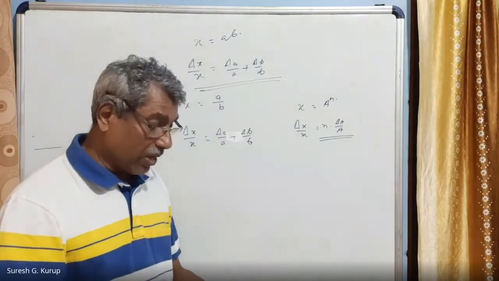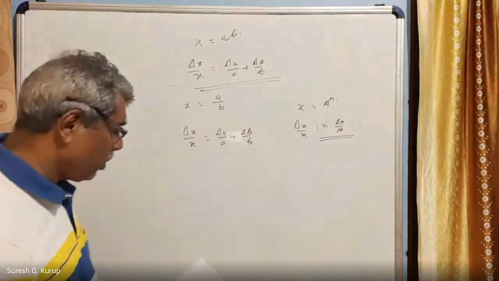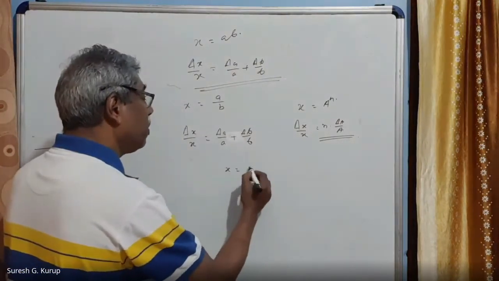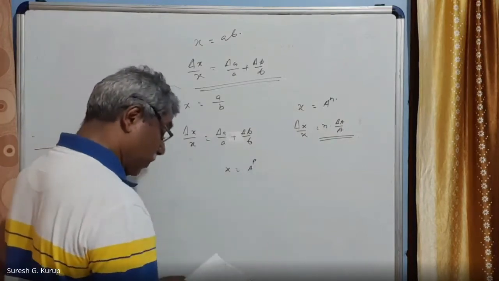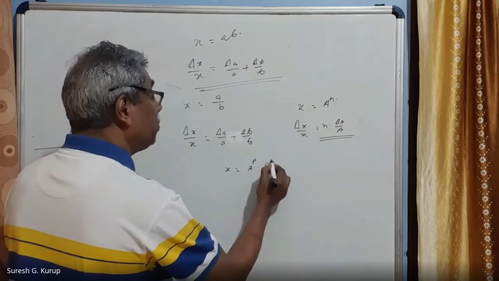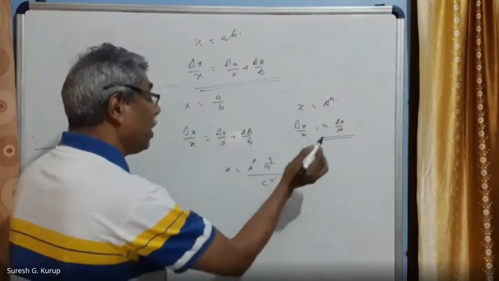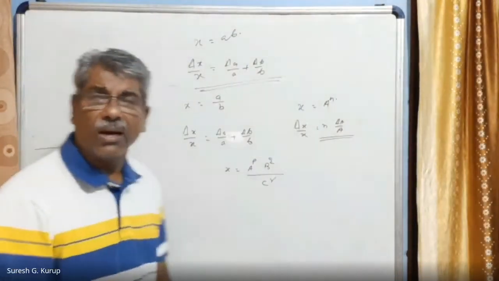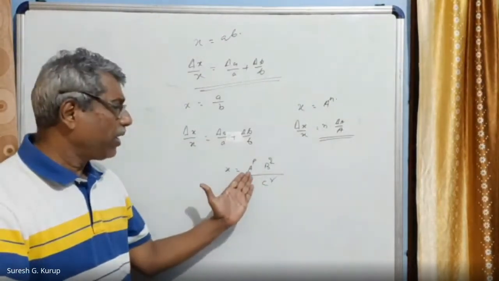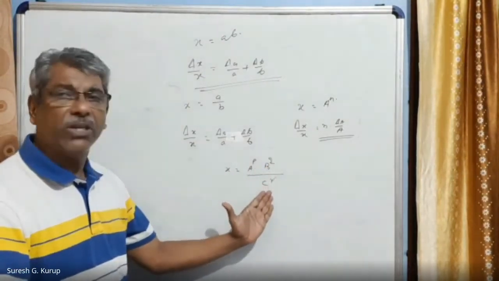X is equal to a raised to n. Another example I am going to give: suppose x is equal to a raised to p into b raised to q, the whole divided by c raised to r. So this is a calculation. We are calculating this quantity as x is equal to a raised to p into b raised to q divided by c raised to r.